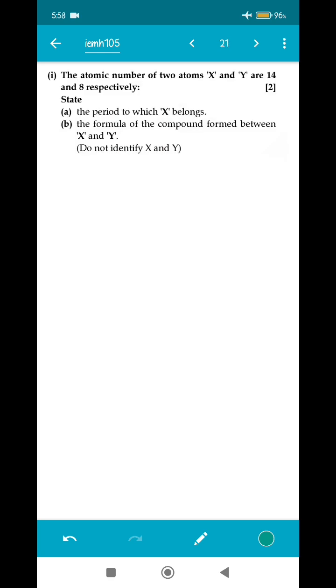The next question. The atomic number of 2 atoms X and Y are 14 and 8 respectively, and you have to find the period to which X belongs and also find the formula of the compound formed between X and Y.